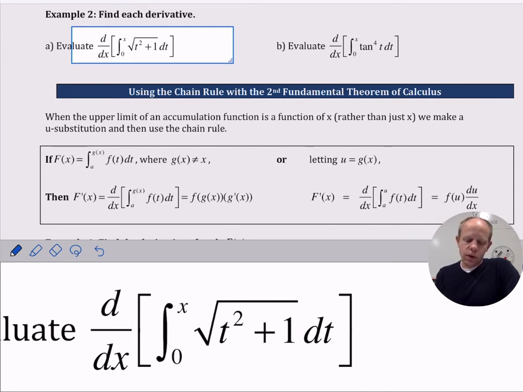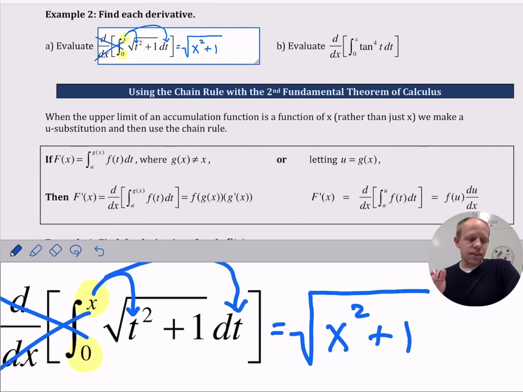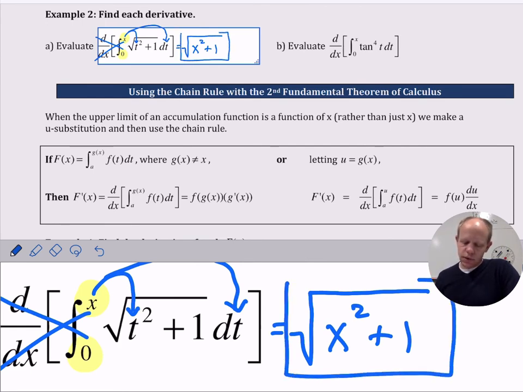Basically, what you're looking for is a number as the lower limit of integration. It can be any number, 0, 2, 10, -7, whatever, but you're looking for a variable in the upper limit of integration. Now what you do is you just take that variable and you replace it with t here and here. And so what you're left with is the derivative of the integral goes away, and you're just left with the square root of x squared plus 1. Now because it's just dx, the derivative of x with respect to x is just 1. And so this is your final answer.